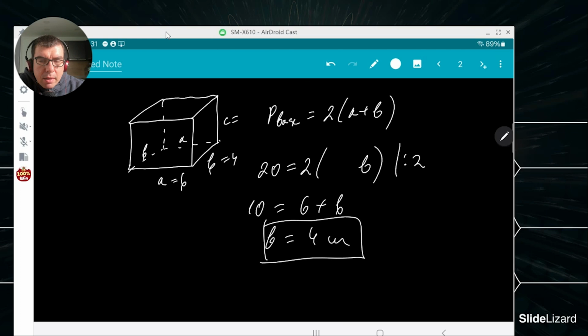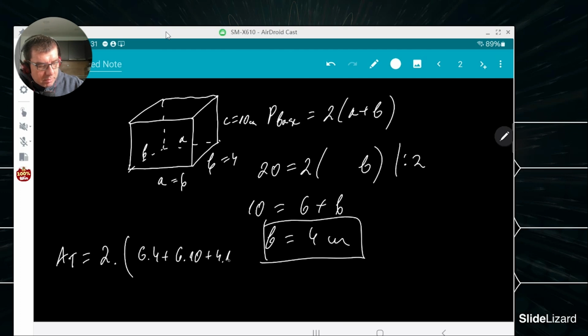The height is 1 decimeter, which is the same as 10 centimeters. And then we use the formula for total surface area. So A total is 2 times (A times B plus A times C plus B times C). So it will be 6 times 4 plus 6 times 10 plus 4 times 10. Okay, this is 24 plus 60 plus 40.